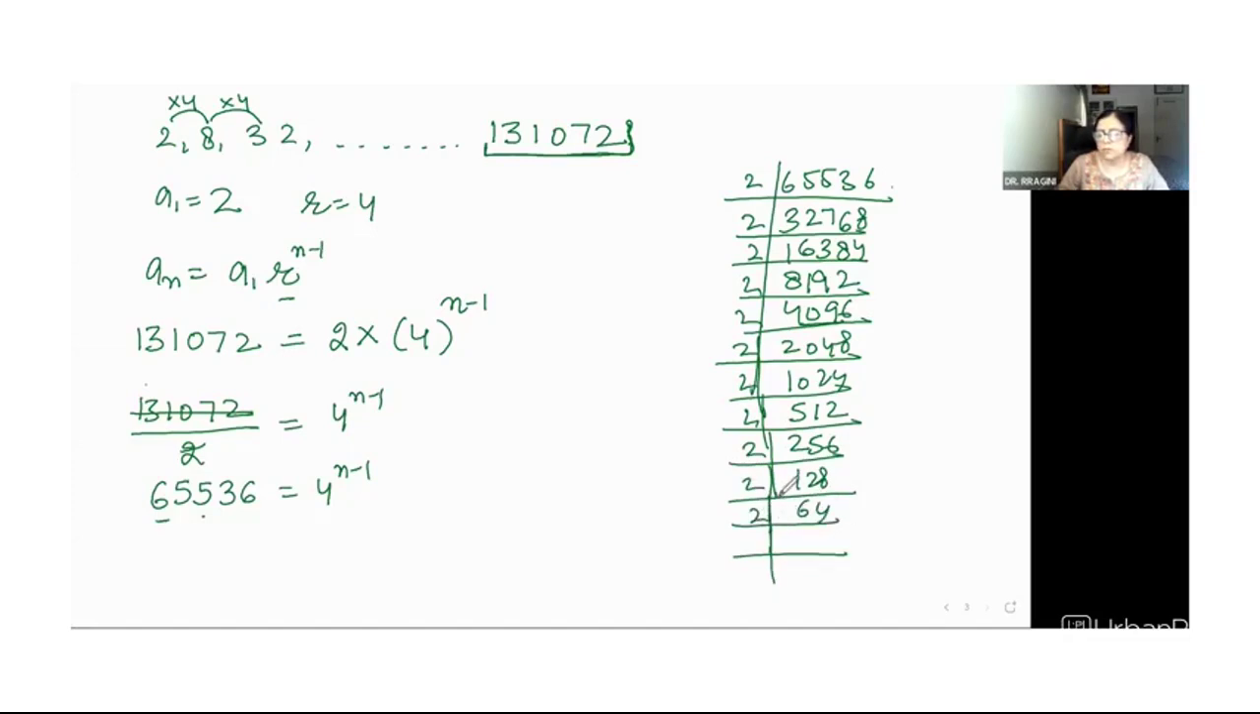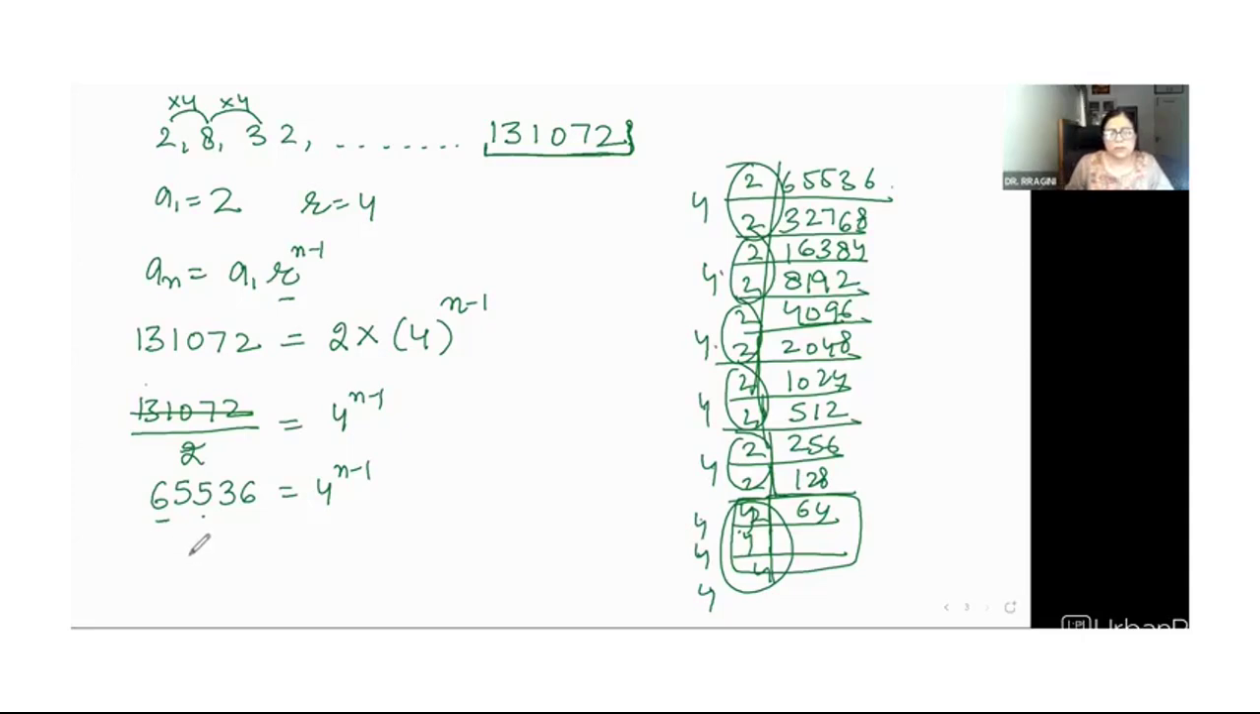See, you know 64 is 4 cube. I can stop here. This is like 4 times 4 times 4, right? 4 cube is 64. Now, this is 4, this is 4, this is 4, 4 and 4. How many 4s are there? Counting them, 1, 2, 3, 4, 5, 6, 7, 8. Right? 4 raised to the power 8 is equal to 4 raised to the power n minus 1. Now I have solved this. Now taking the prime factorization of this number, here we have base 4.